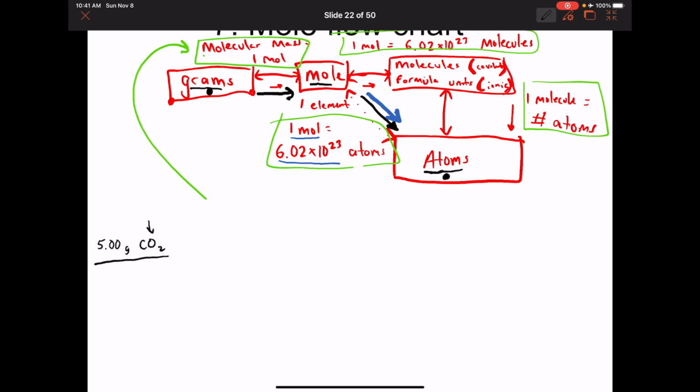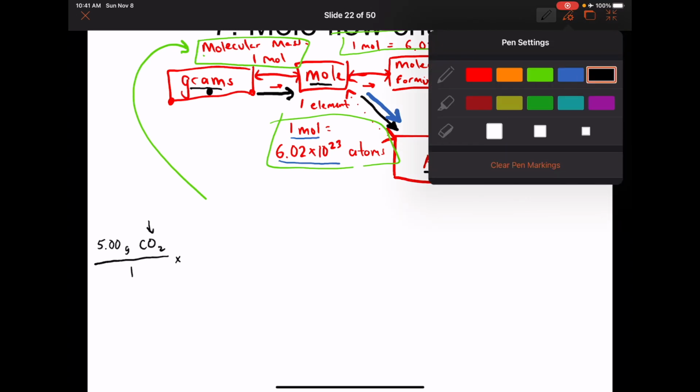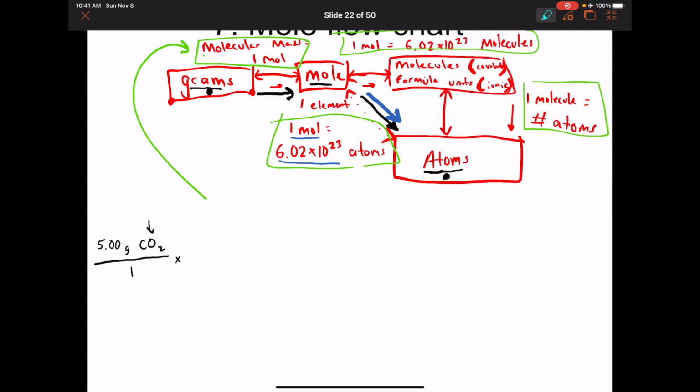So this is a covalent molecule. We know that because they're both nonmetals, so we're going to have to go to molecules for this. All right, now if we use the flow chart, we can actually figure out what's going to be on the top for everything. So in this case, I'm going to use a highlighter. I'm going to start with grams because we have grams here.